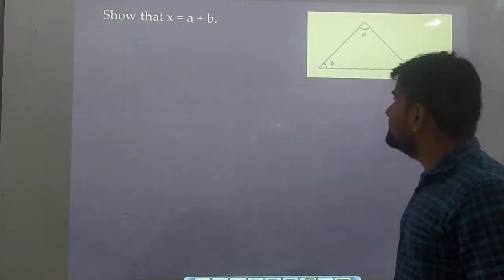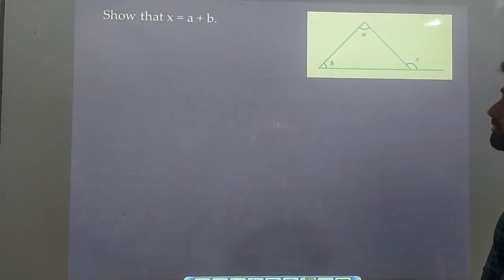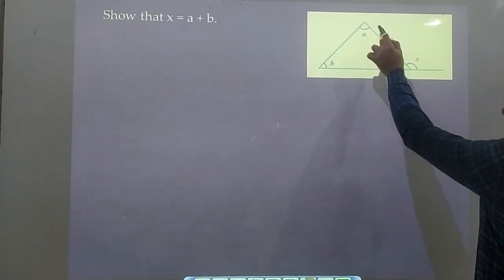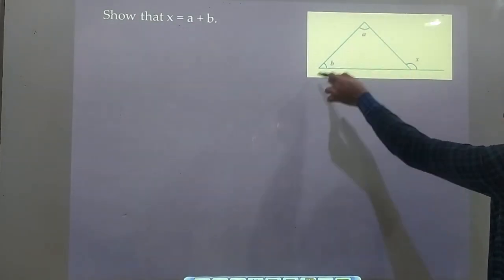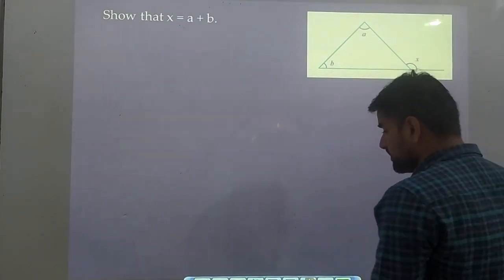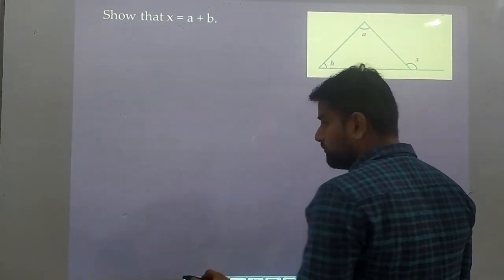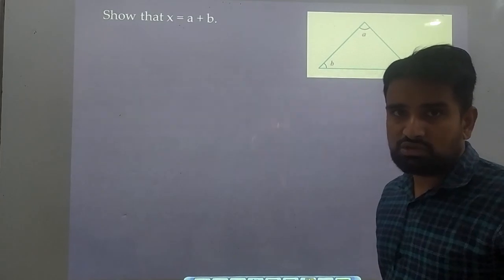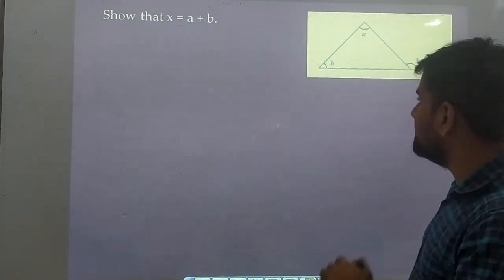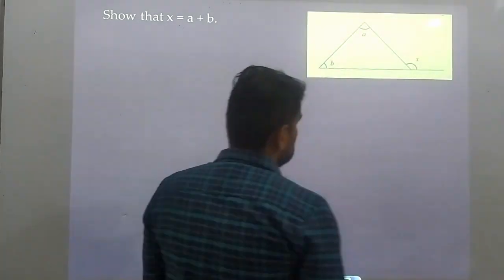Show that in this diagram, x is equal to A plus B. We need to show that this exterior angle equals the sum of the two opposite interior angles in a triangle. It's quite simple. First of all, we need to make two equations, put the value of one equation in the second equation, and then we will get it. So let's find out.